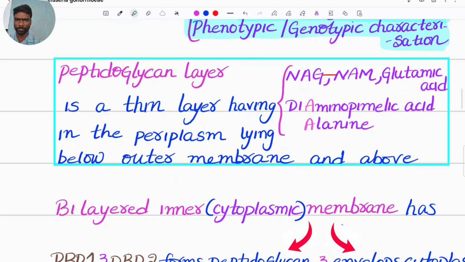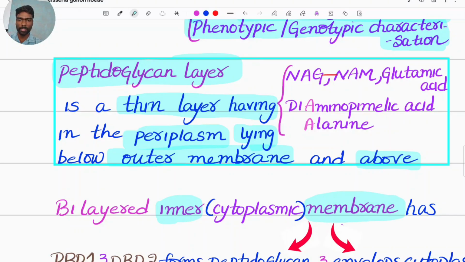Coming to the peptidoglycan layer. Outer membrane contains various proteins. Finished. Below that outer membrane, there is a thin layer. All gram-negative bacteria will have a thin layer of peptidoglycan, whereas gram-positive bacteria will have a thick layer of peptidoglycan. In the periplasm. Periplasm means the space between the outer membrane and inner membrane. So here the peptidoglycan layer is lying below the outer membrane and above the inner membrane. In between these two membranes, the space is nothing but periplasm, which contains a thin layer of peptidoglycan.